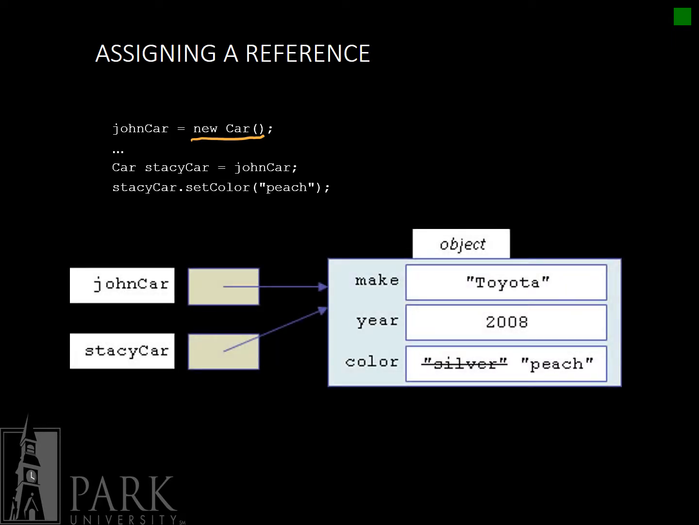So here's another diagram to help you visualize what's going on. It's similar, but I hope it reinforces what's going on. We created a single car object, and we set all of these attributes, right? And then we made Stacy's car as a variable, and we just assigned it a reference to John's car. So they both point to the same thing.